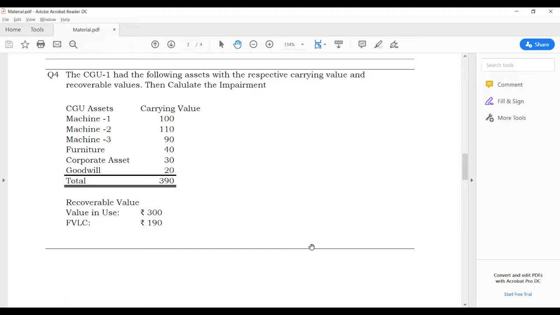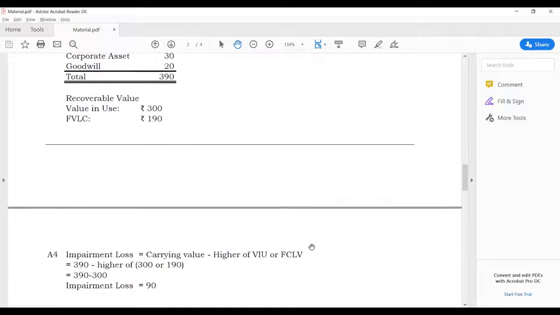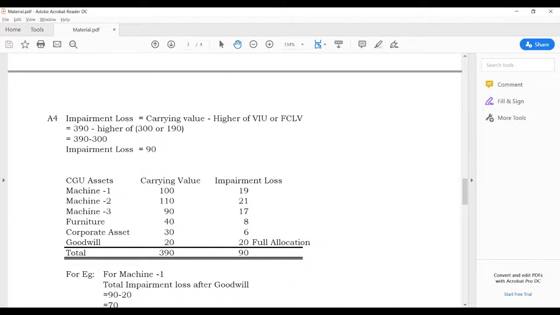There's a machinery 1, there's a machinery 2. May I record it all to machinery 1? Should I record it to 40, 30 and 20 furniture, corporate asset and goodwill, and leave machinery 1 to 3 like this only? How am I supposed to record? So the standard says that when there is an impairment loss over a cash generating unit and there is goodwill in that cash generating unit, then the loss should first be fully set against the goodwill. So if we see the calculation, as I said, the impairment loss is 90. So first I need to recognize the impairment loss, a full allocation, against the goodwill.